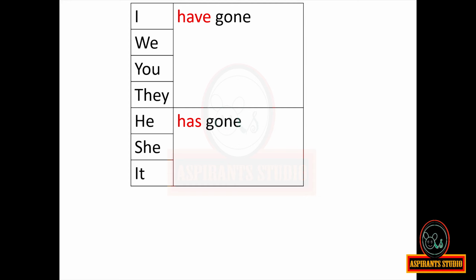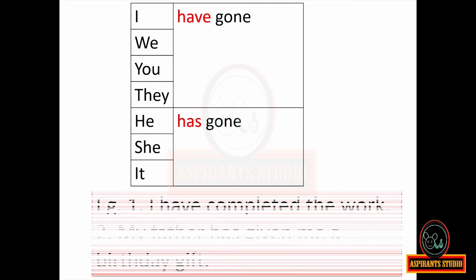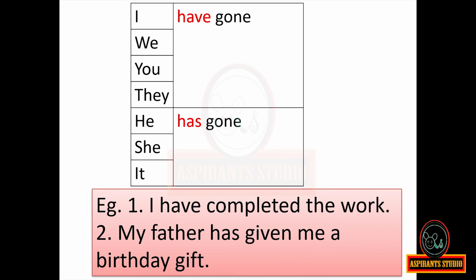For third person singular, we use has with the past participle. For all others, we will use have with the past participle. I have gone, we have gone, you have gone, they have gone, he has gone, she has gone, and it has gone. Example, I have completed the work. My father has given me a birthday gift.